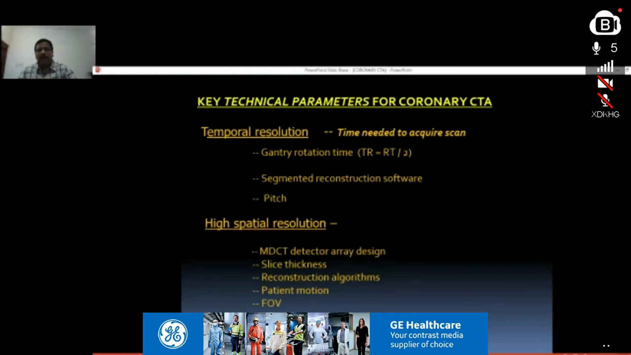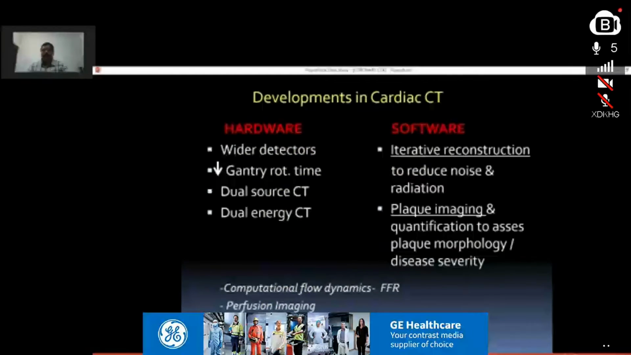The second concept is high spatial resolution, which means the 2-point resolution as far as the coronary scan is concerned, and the main factor determining the spatial resolution is the detector design and the slice thickness at which you work. Then there are a lot of iterative reconstruction algorithms that have been incorporated into systems to improve the image quality and keep the radiation dose low. Patient motion is not much of a factor now with the advent of high-end multi-slice equipment.